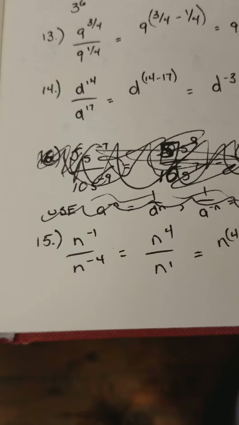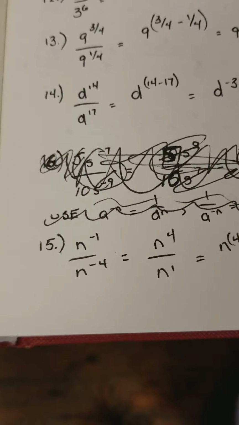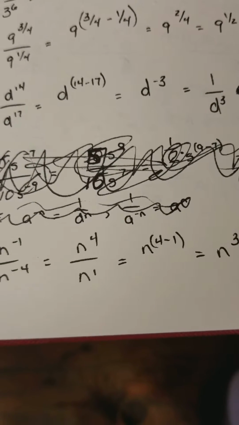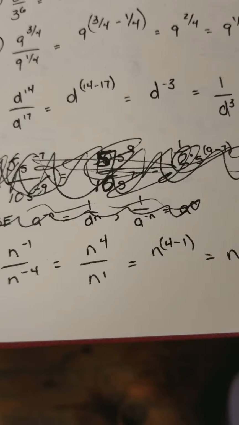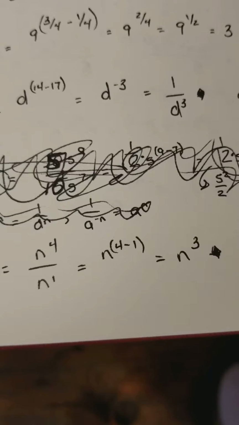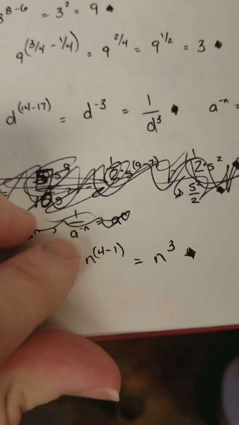And then on number 15, I have n to the negative 4th power. I flip them around. That's the rule that we use. If you have a negative exponent in the denominator, it raises up to the numerator and vice versa. So I'm going to get n to the 4 minus 1, which equals n to the 3rd.